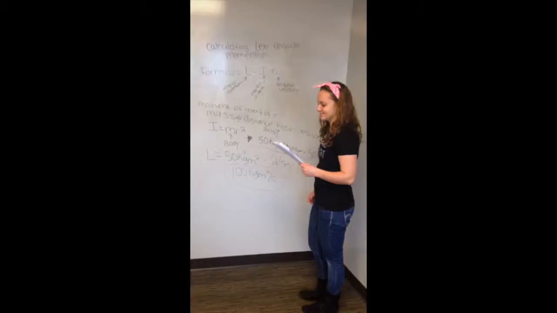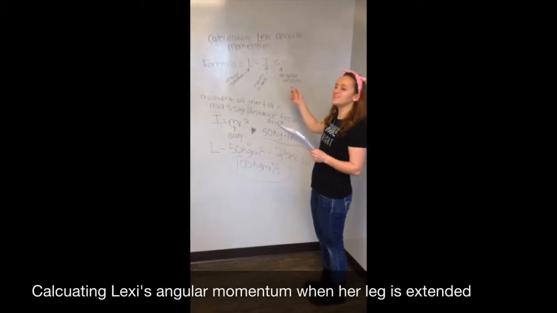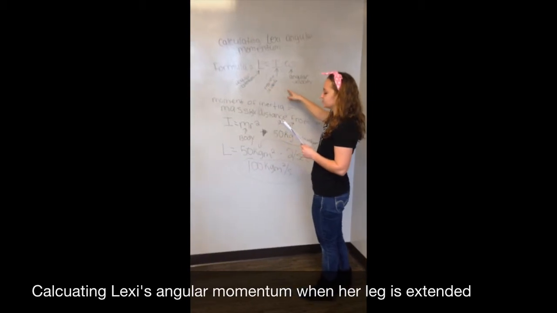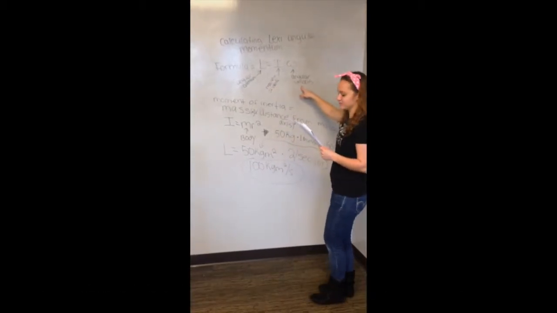Just like other conservation laws in physics, the law of conservation of angular momentum states that the amount of momentum cannot be created or destroyed, but it can be transferred. So this is how we'll calculate your angular momentum. The formula for this is angular momentum equals the moment of inertia multiplied by the angular velocity.